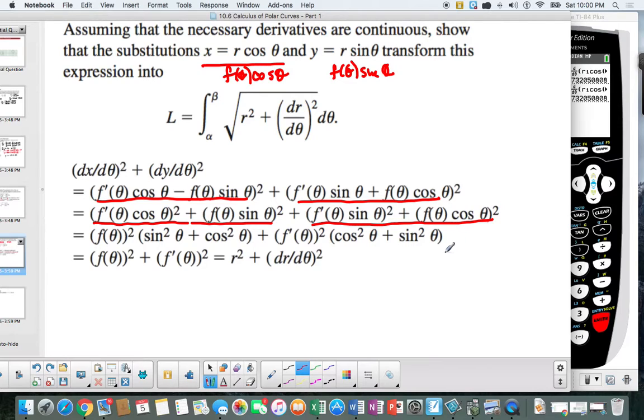And when we square them and simplify, we're going to end up with this and an identity here that we can simplify to here, and then we can resubstitute f of theta to r, and f prime of theta is dr d theta. And so that's how it's done.